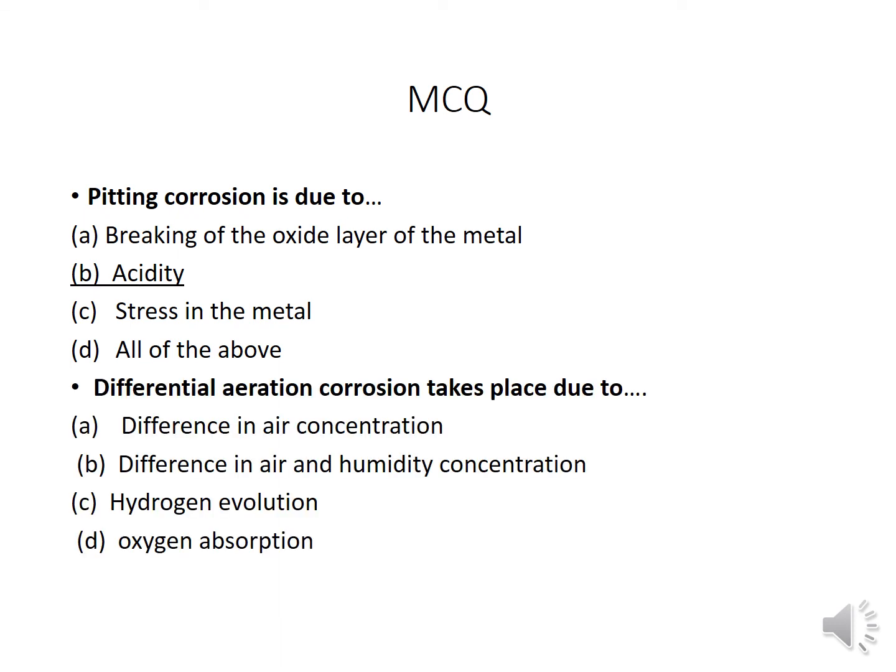Differential aeration corrosion takes place due to difference in the air concentration, difference in the air and humidity concentration, hydrogen evolution, oxygen absorption. The question itself shows differential aeration, difference in air concentration. Answer is A, difference in air concentration.